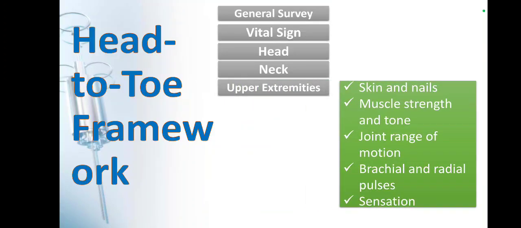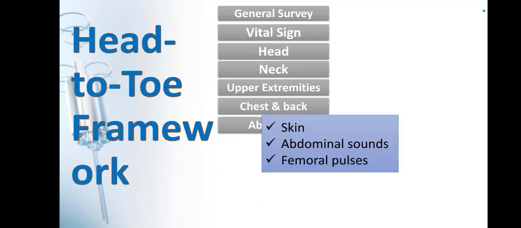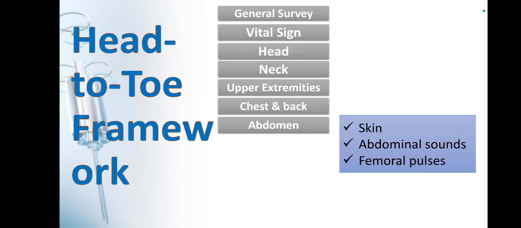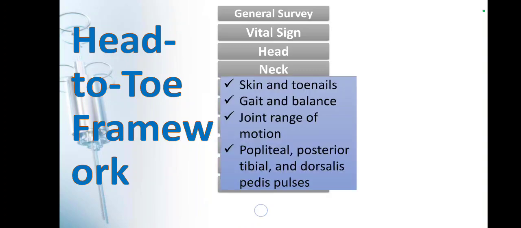For the upper extremities, you check for the skin and nails, muscle strength and tone, joint range of motion, brachial and radial pulses, and sensation. For the chest and back: skin, the thorax shape and size, the lungs, the heart, the spinal column, and the breast and axillae. For the abdomen, we have the skin, abdominal sounds, and femoral pulses. Now, we have external genitals, then anus, and then lower extremities.